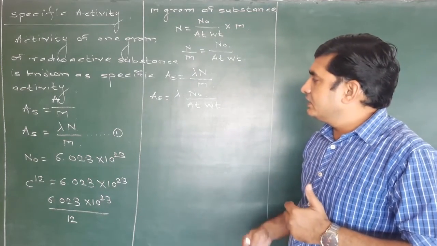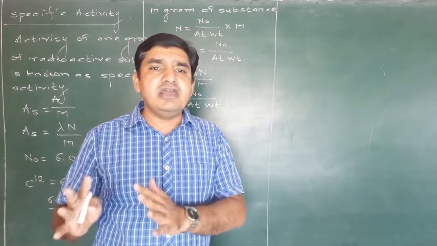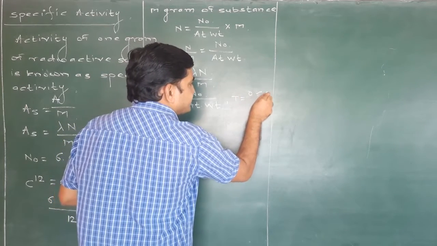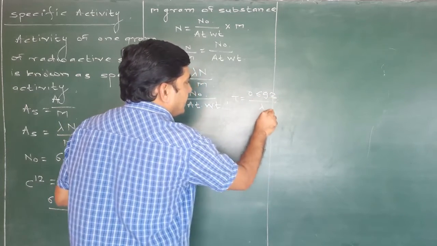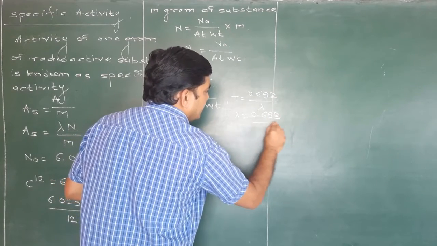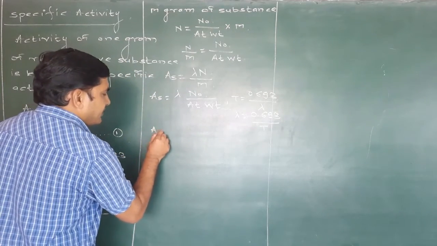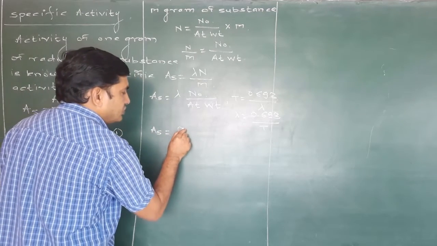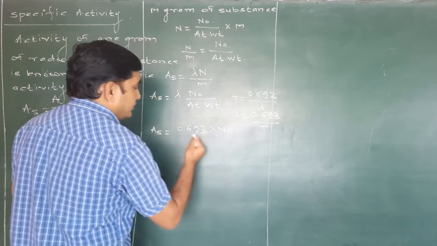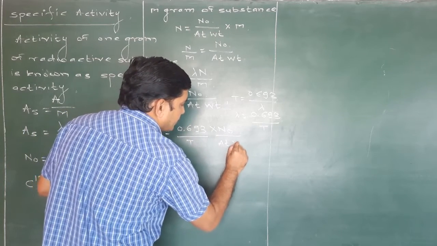Now, we know that the formula for the half-life of a radioactive substance is T is equal to 0.693 divided by lambda, and therefore lambda is equal to 0.693 divided by capital T. Therefore this equation became specific activity AS is equal to 0.693 into N0 divided by capital T into atomic weight.